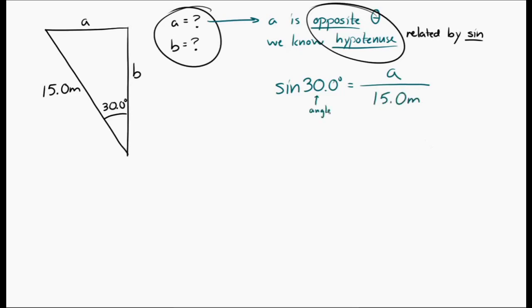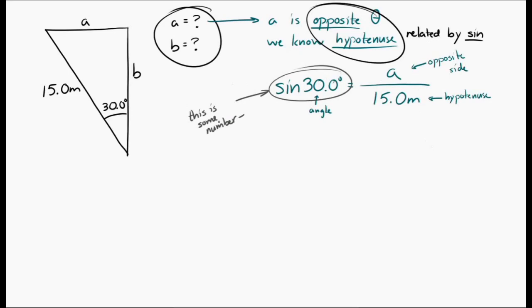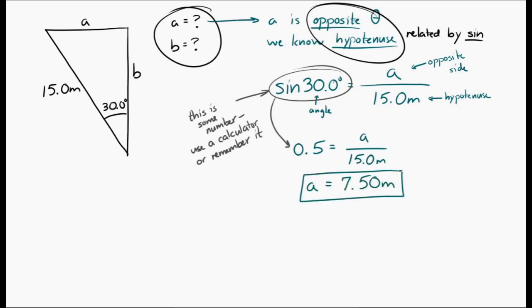Now, the sine of 30 degrees is just a number. Way back, people used to have these big tables of the numbers of what sine of 30 degrees was equal to. We can just go to our calculator, or if your math teacher made you memorize that, you might know it. But the sine of 30 degrees is equal to 0.5. So we have this equation now, and we can solve for A. A is equal to 7.50 meters. There, we figured out the length of A.